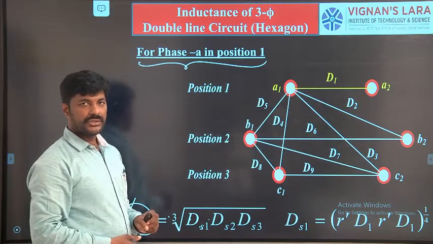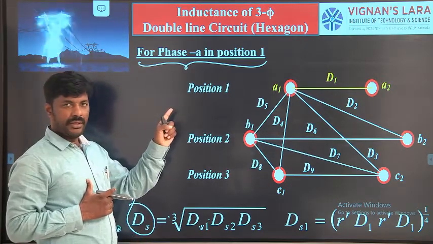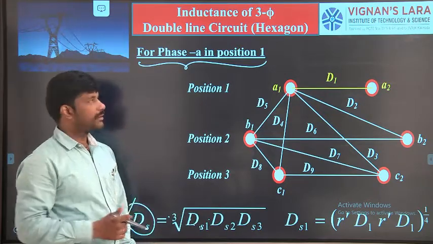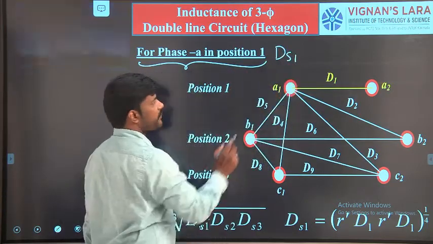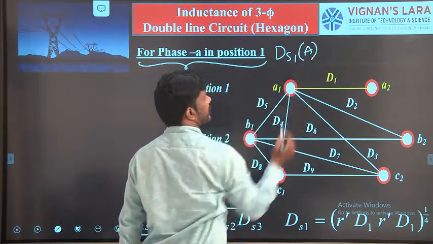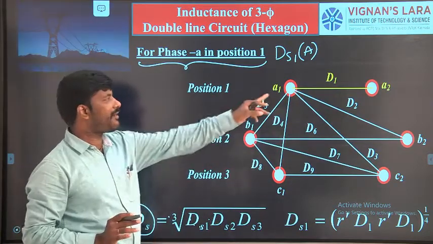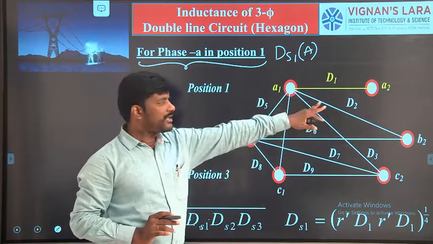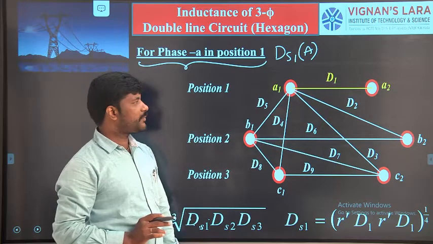So what is our idea now? To get Ds of this system, I should calculate Ds1, Ds2, Ds3 separately. With position 1, I will call this Ds1 of phase A. So concentrate only on phase A. Don't look at B and C. That is why I have highlighted it with another color, yellow. Don't bother about all these white color distances.